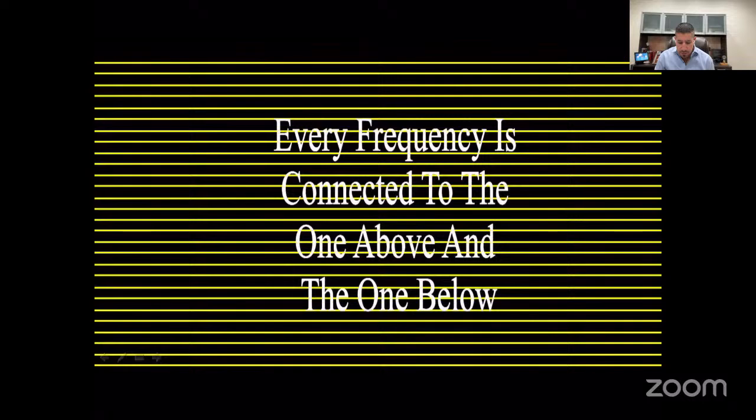Now pull this up full screen, Scott. Look here. Every frequency is connected to the one above and the one below. There's no line of demarcation where one stops and another starts. They're all hooked together like the colors of a rainbow. With your imagination for a moment, imagine a rainbow, and the colors are all coming together. You can't see where one stops and the other starts because they're all running together. They resonate with one another.